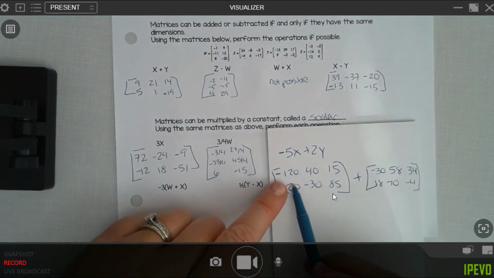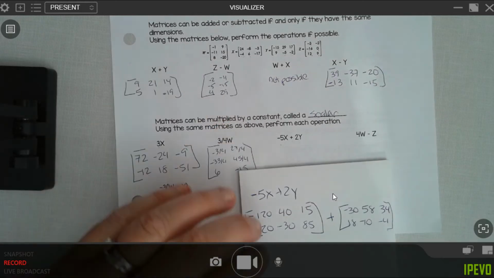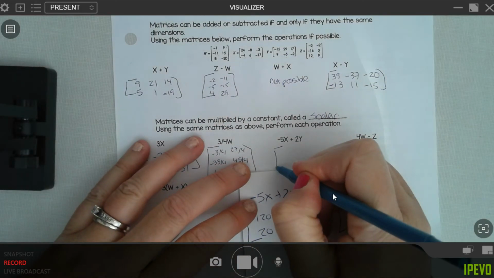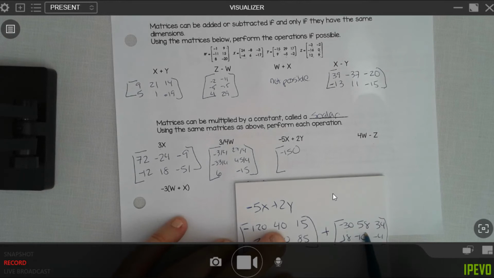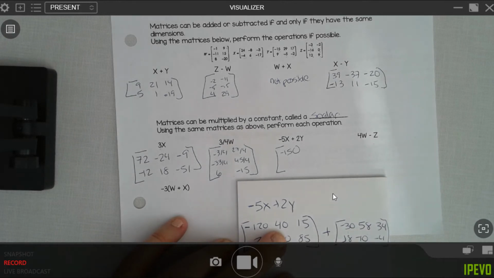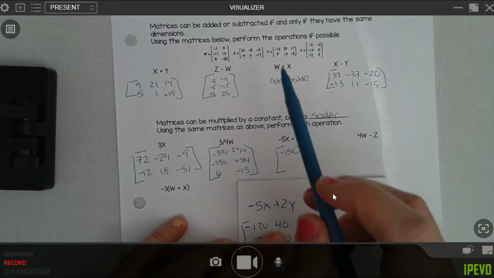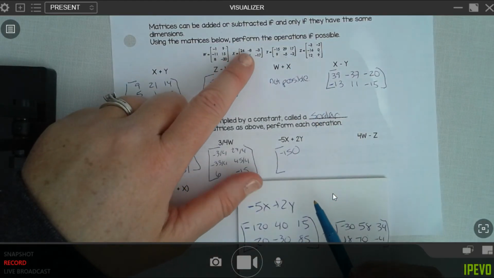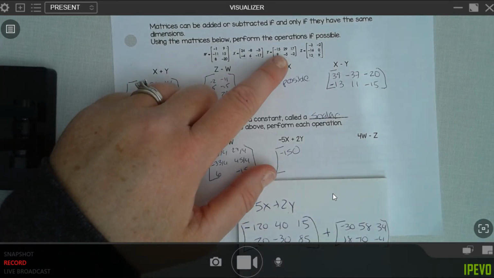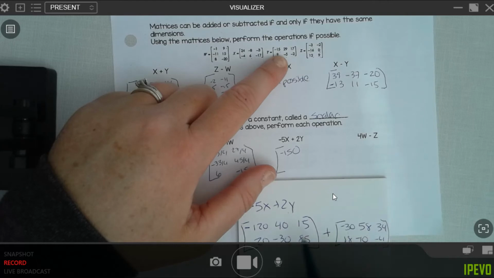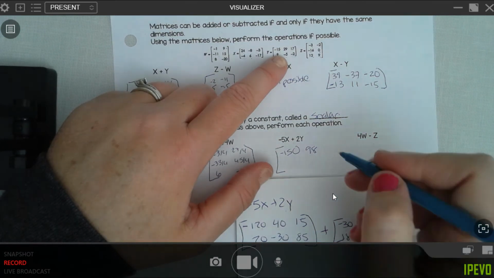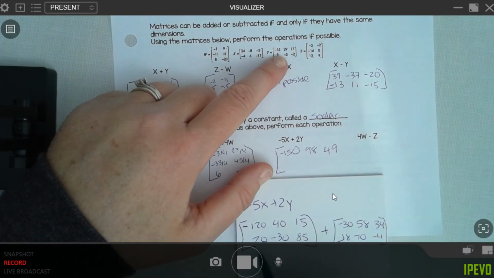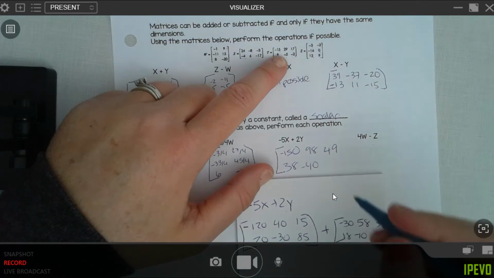Okay, so now we're just going to add up those terms. So that gives me a negative 50. So negative 150, 40, and 58. Where did I mess that up there? Oh, yeah, 5 times that should be 40. And then 2 times 29 is 58. So yeah, that should be 98. I think the answer key is wrong. And then 15, and that should make 49. 20 and 18 should make 38. That should make negative 40. And that should make 81.